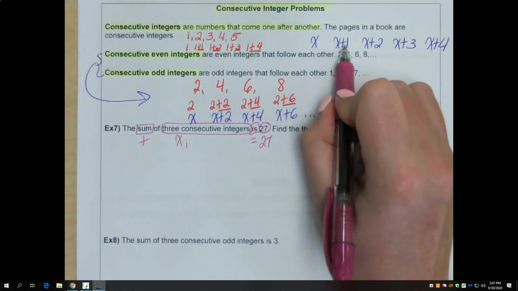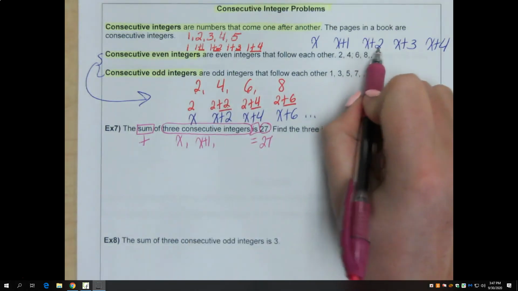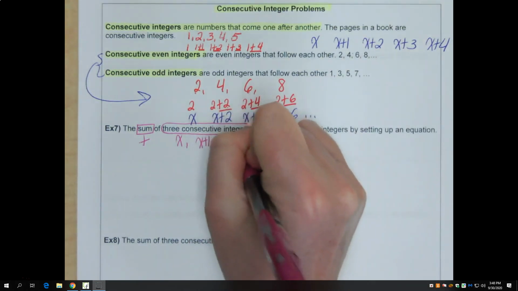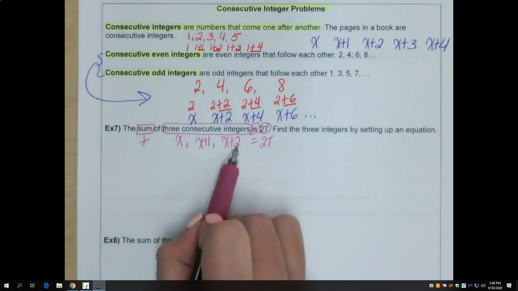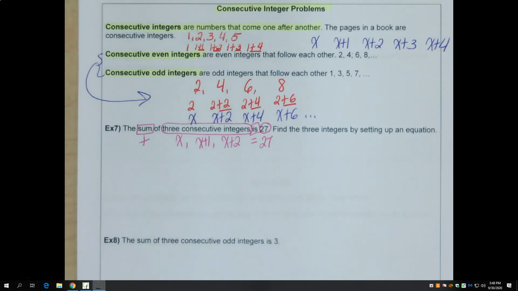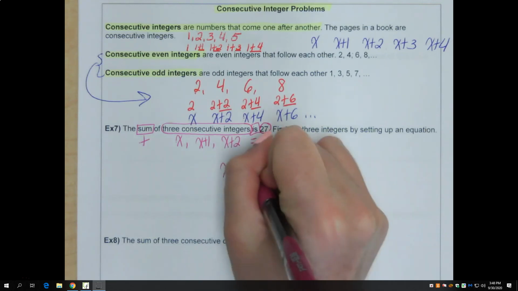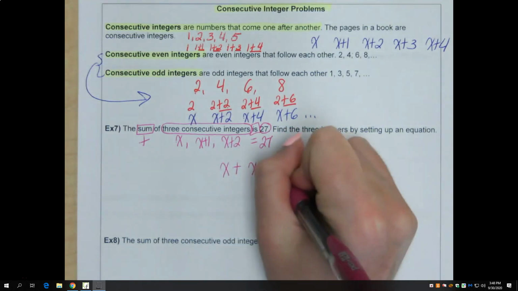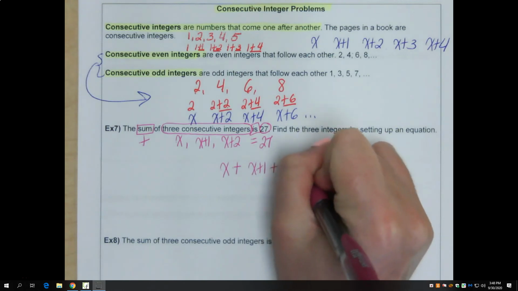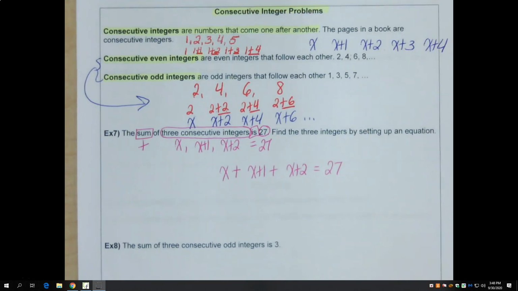Next would be x plus 1. And after that would be x plus 2. So these are my 3 consecutive integers that I'll add together, and they're going to equal 27. So that's the equation I'm going to set up. Let's get started. So I have x plus x plus 1 plus x plus 2, and that's going to equal 27. And then I just combine my like terms and solve.